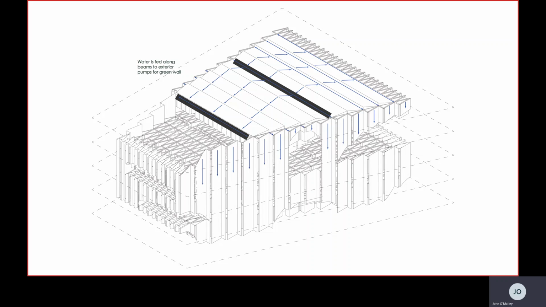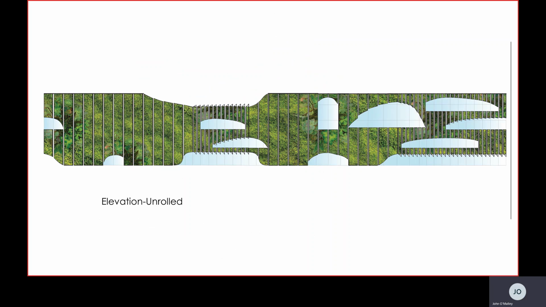For our water diagram, we can see the sawtooth roof system that we have created that directs water towards the beams and out towards the exterior of the building, towards pumps that feed the green wall on the green wall sleeves. In our green wall elevation, we can see how the green wall influences and interacts with the window system that sits behind it.